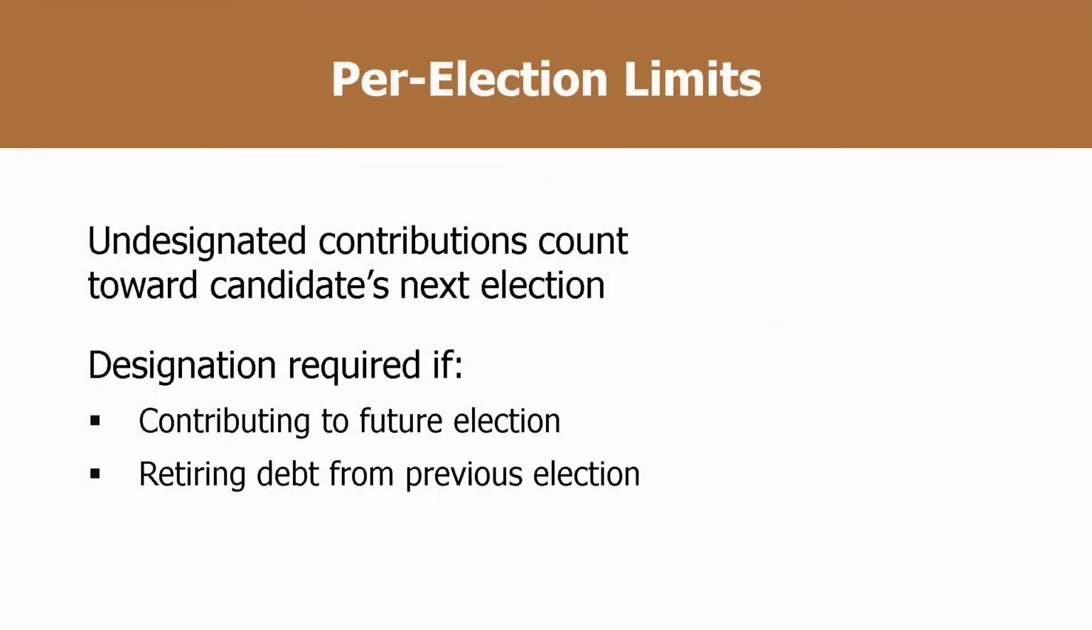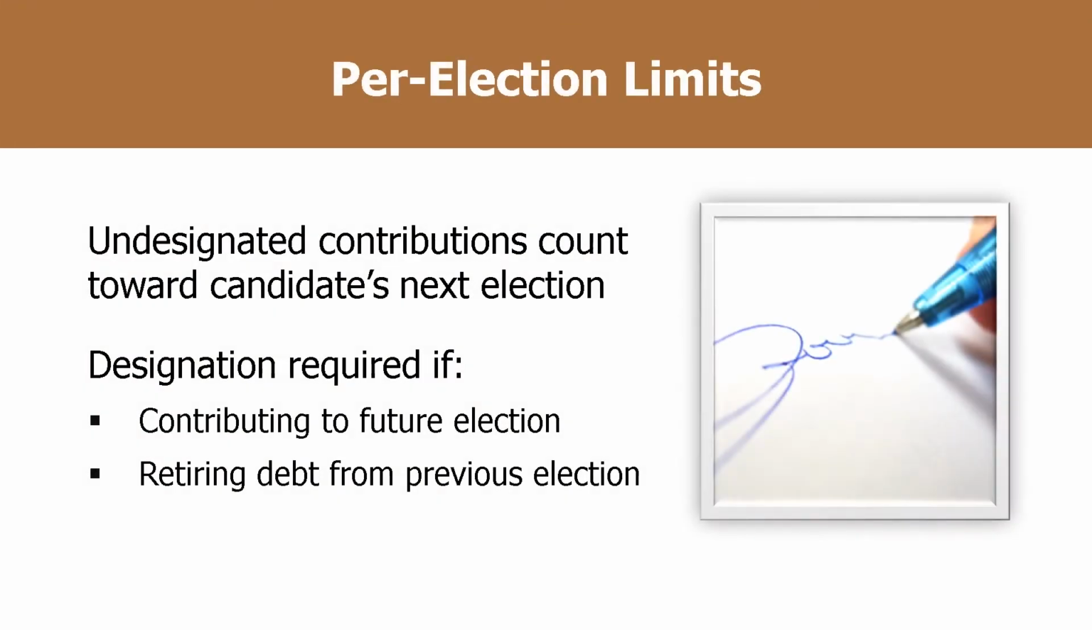If the donor does not designate which election limit a contribution should count against, it's presumed to be for the next election in which the candidate will participate. If the donor would like to retire debts from a past election or contribute toward a future election, written designation would be required.